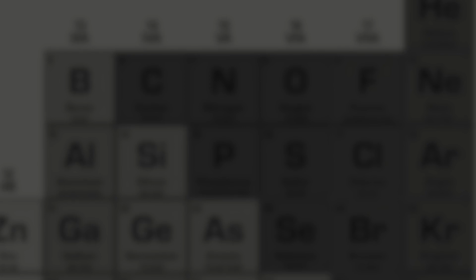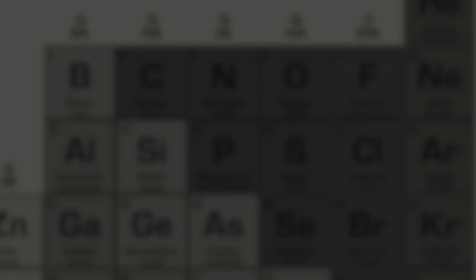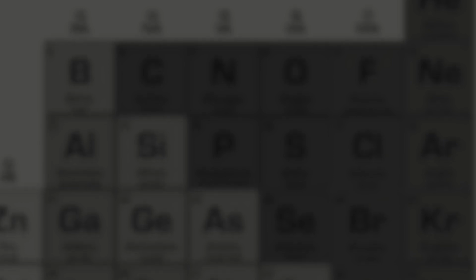Having now reviewed each major group of the periodic table, we return to the concept of periodicity. Periodicity refers to the recurring trends observed in the properties of elements. These trends include not only atomic size, ionization energy, and electronegativity, but also metallic character, reactivity, and types of bonding.